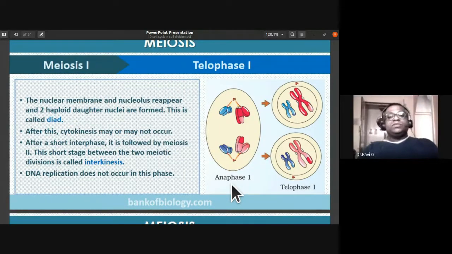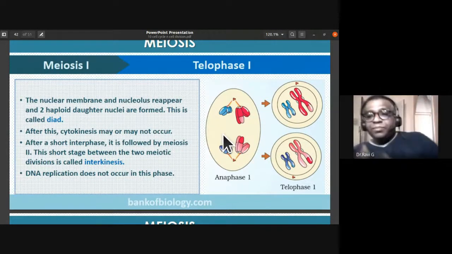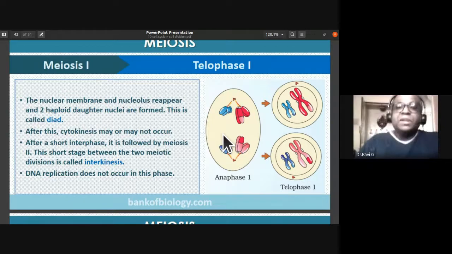In telophase one, the nuclear membrane and the nucleolus reappear and the two haploid daughter nuclei are formed. This is called a dyad. After this, cytokinesis may or may not occur. So there might be a cytokinesis or there might not be.